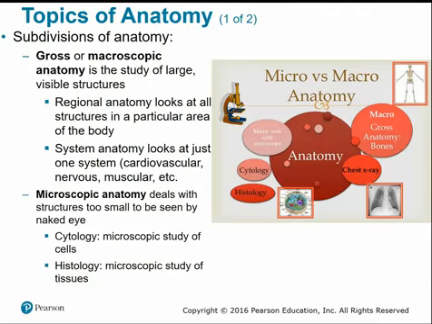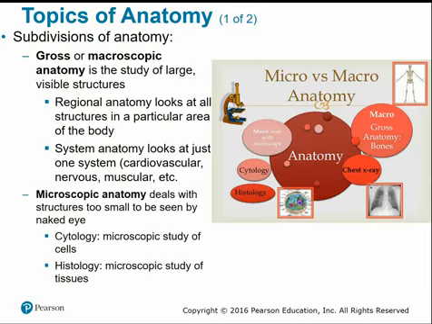Some subdivisions of anatomy include gross or macroscopic anatomy, which is just the study of large visible structures, things you can see with the naked eye. Regional anatomy would look at the structures in a particular area of the body, so maybe cranial anatomy. System anatomy looks at one particular organ system, so the cardiovascular system or the nervous system.